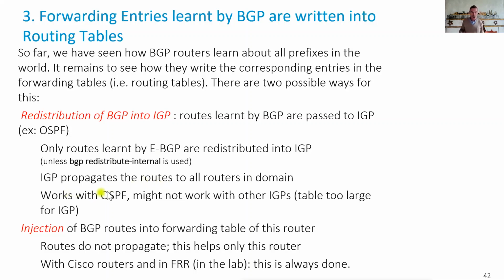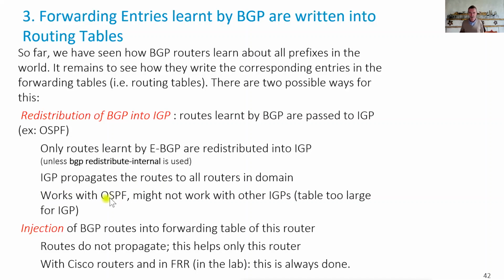Now, I said that's the method that makes sense because you learn about external routes at boundary routers, and then you inject that into the domain. That's the normal way of operation of OSPF. But it's not always done.